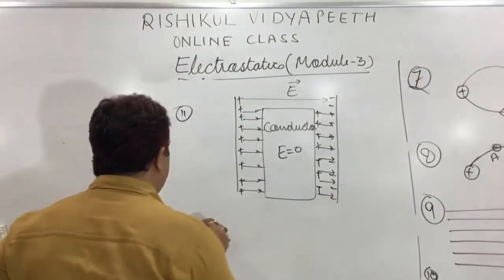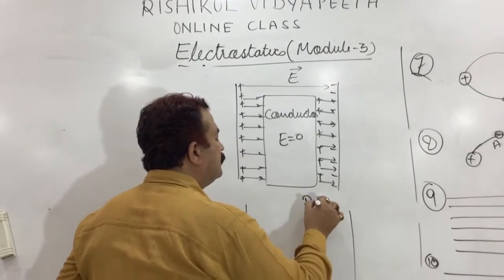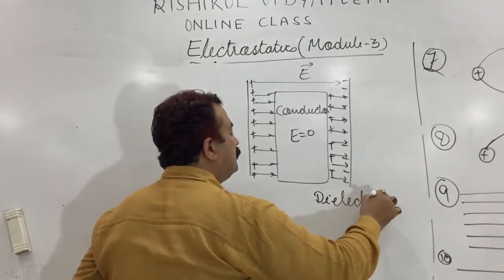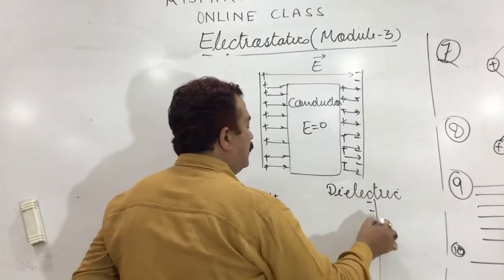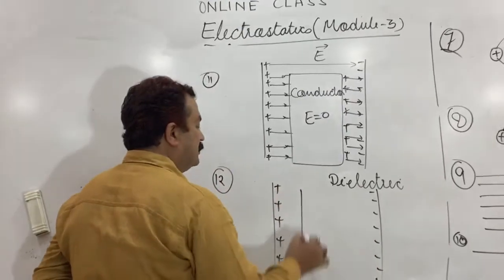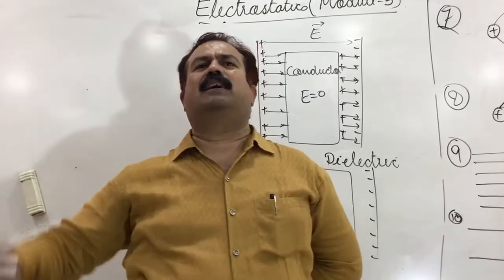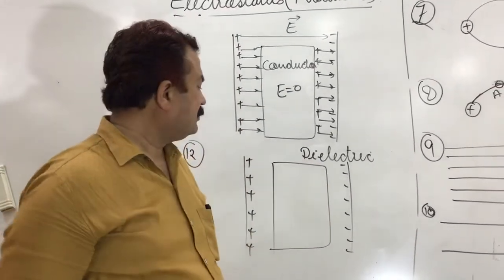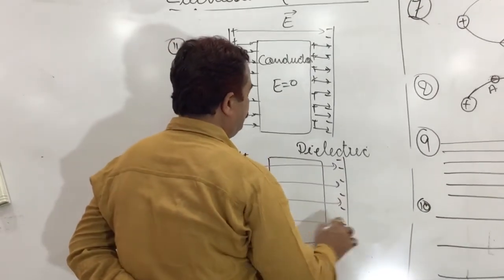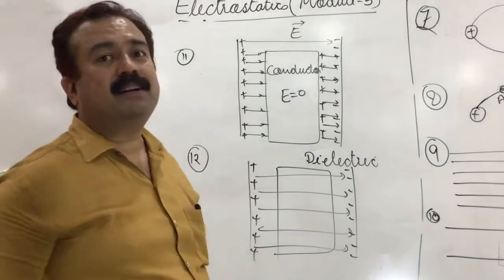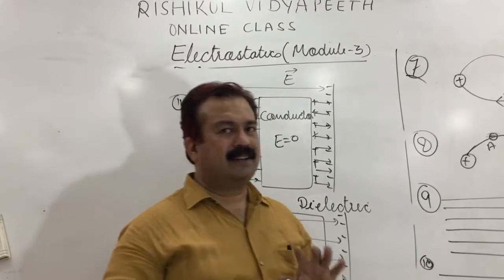But in case of dielectric, if you place a dielectric inside a strong electric field, then electric lines of force can pass easily through the dielectric. Electric lines of force can pass easily through the dielectric. This is the big difference between conductor and dielectric. So again, I am just recapitulating all the properties one by one.